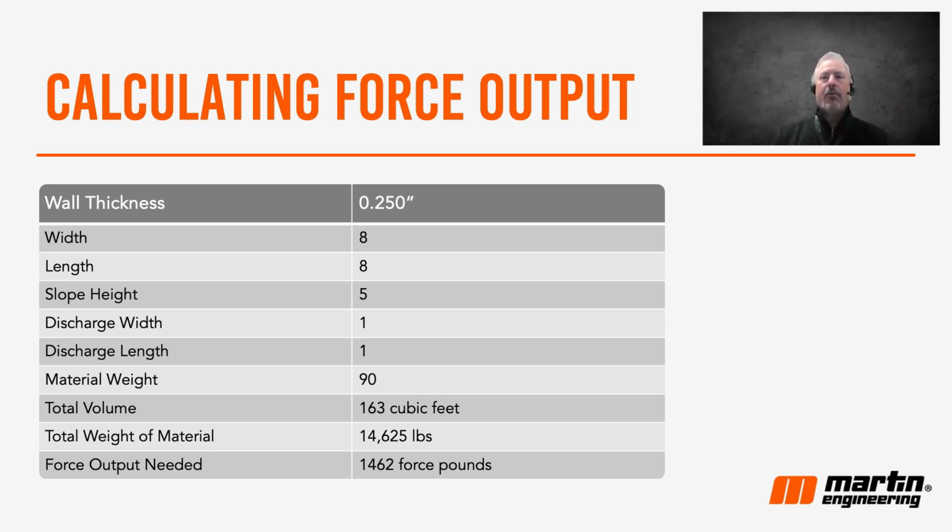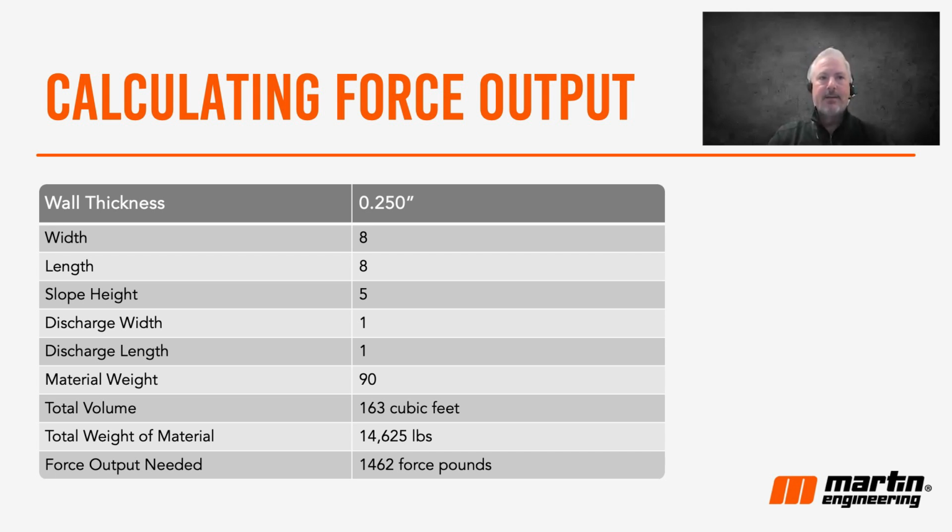In this case, the wall thickness is 1/4 inch. The width and length of this square hopper is 8 by 8 with a slope height of 5 feet. And the discharge is 1 foot by 1 foot with a material weight of 90 pounds per cubic foot. Our total volume with those dimensions is 163 cubic feet times that 90 pounds per cubic foot of material weight. Our total weight is just over 14,000 pounds of material.